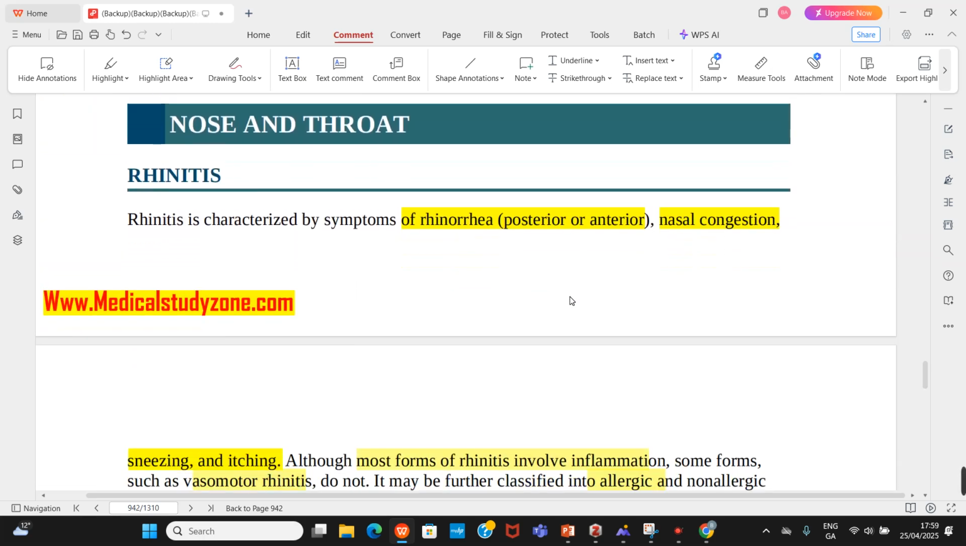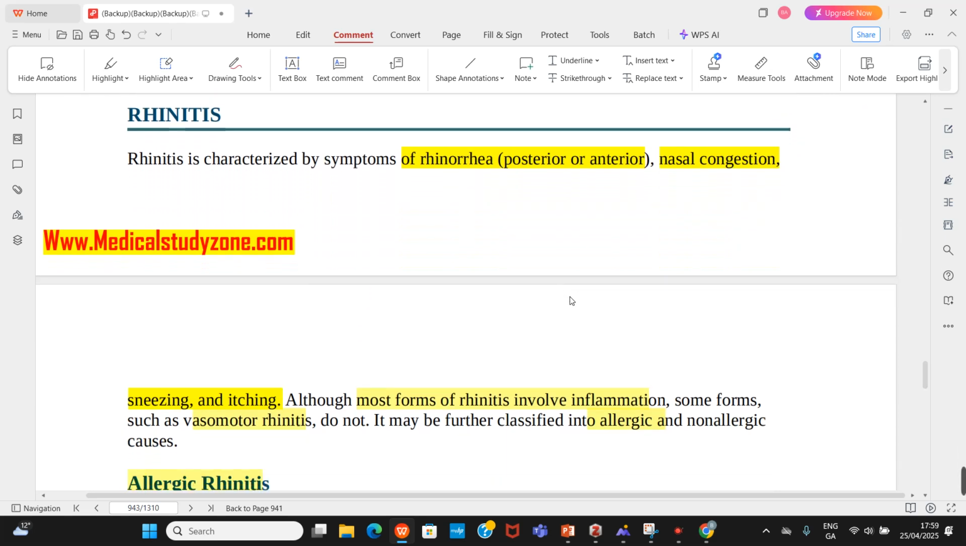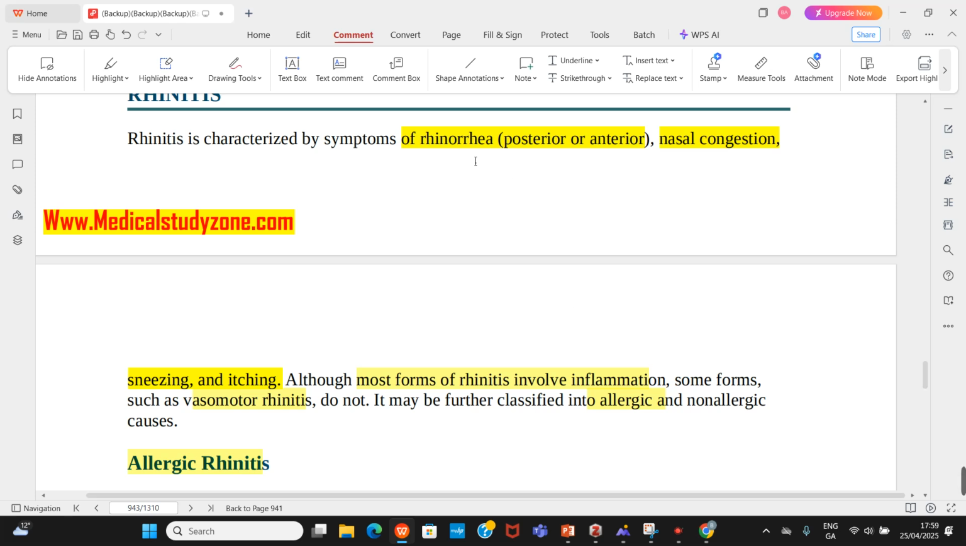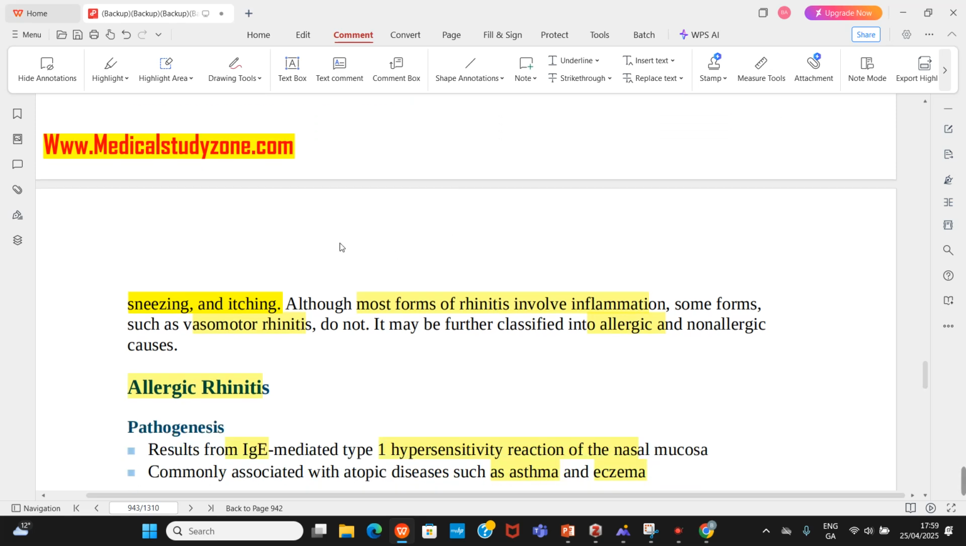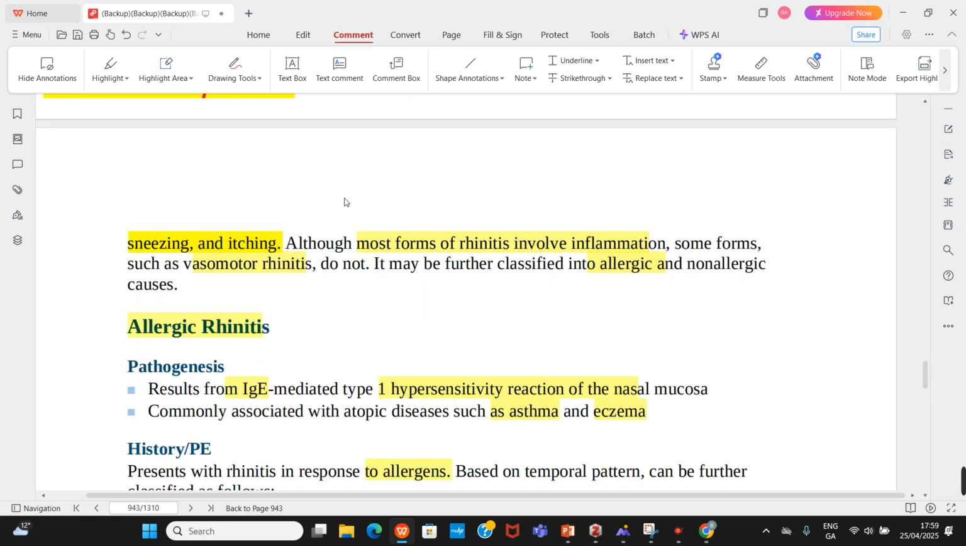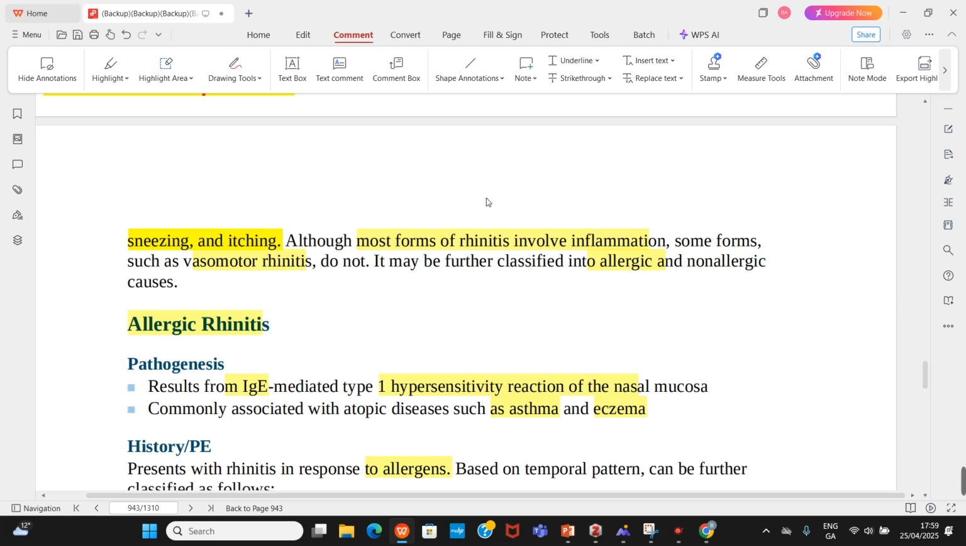Let's move on to rhinitis. So rhinitis is just inflammation of the nasal mucosa. It's characterized by rhinorrhea. They're always having watery discharge from the nose, nasal congestion, sneezing, and itching. Most forms involve inflammation except one, and that's the vasomotor. That's the one that occurs due to temperature changes and all those things. So that one doesn't involve any form of inflammation.